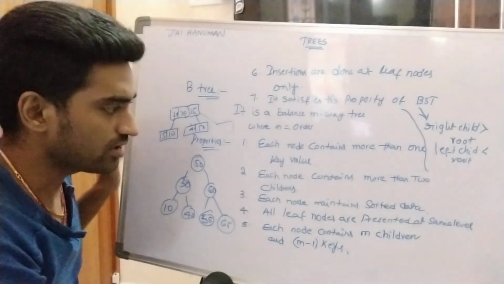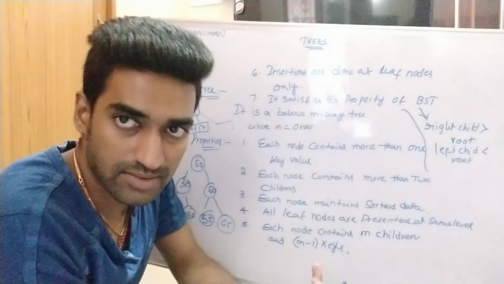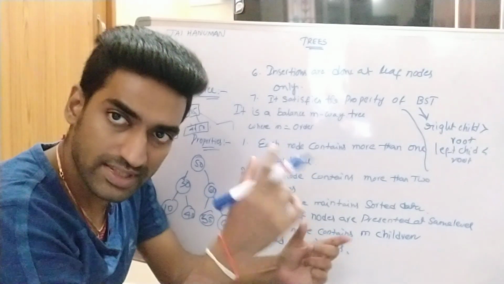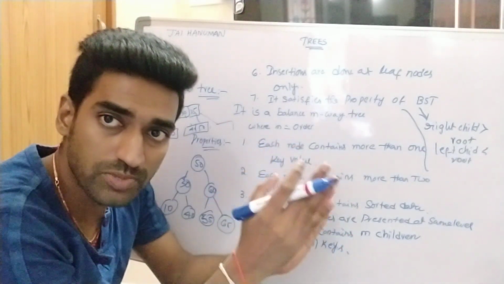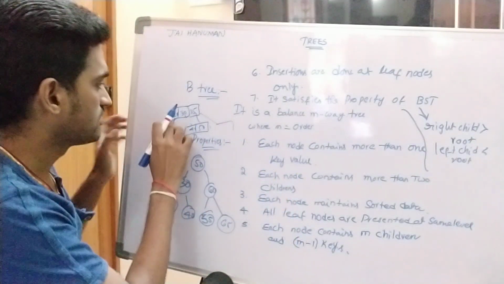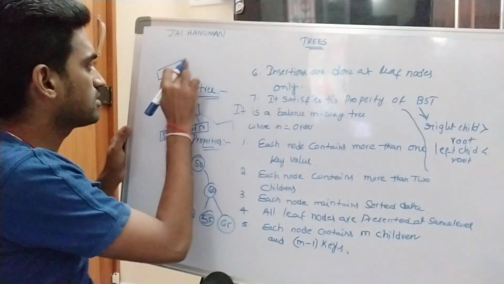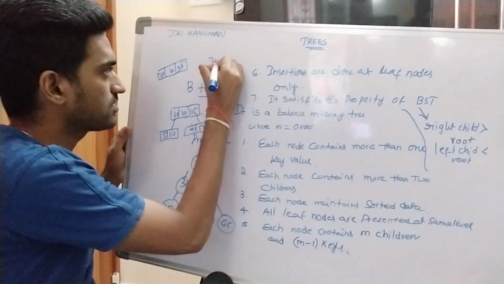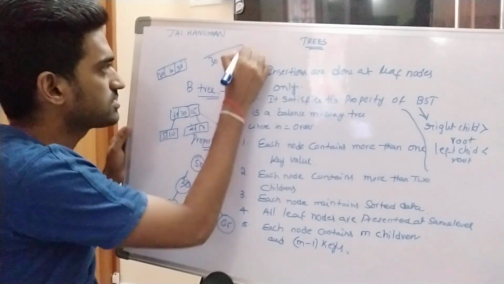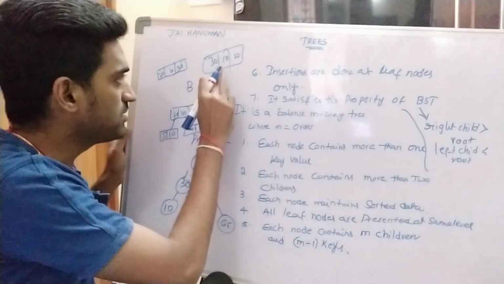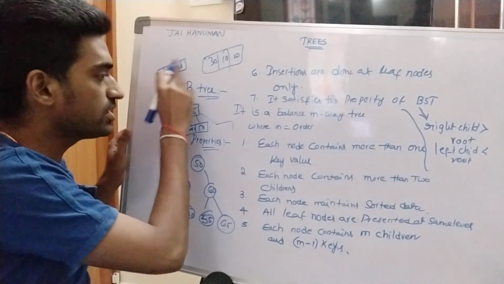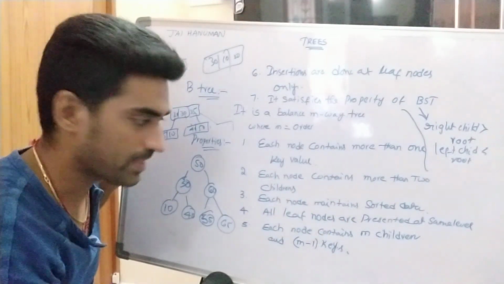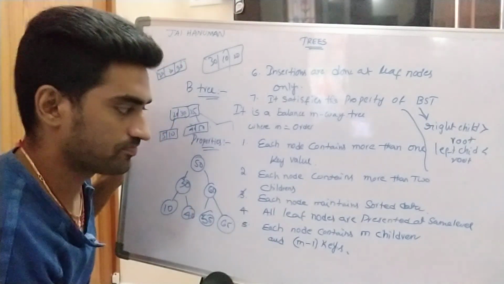Coming to the third property: each node maintains sorted data. In B trees, each and every node maintains more than one key value, and those key values are in sorted position in a node. So for this node you have to write the key values 20, 30, 40, like this, not like 30, 10, 20. That is not sorted data. In B trees, compulsorily each and every node maintains sorted key values. That is the third property.